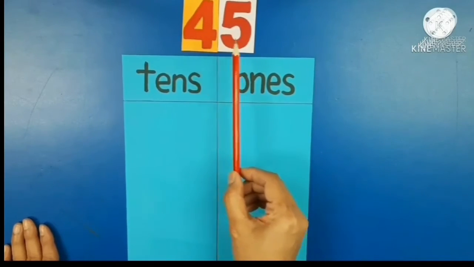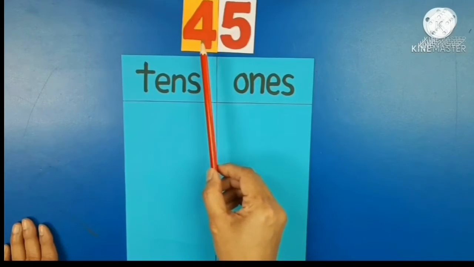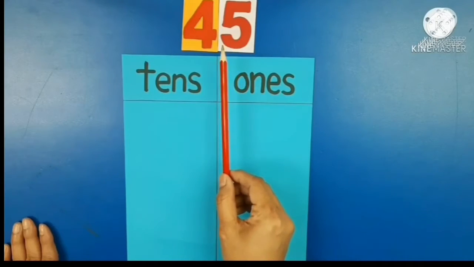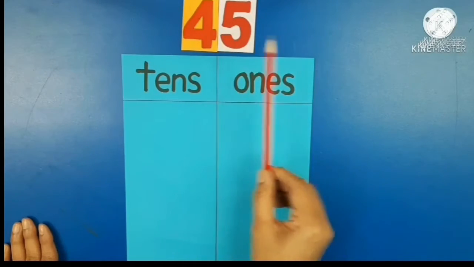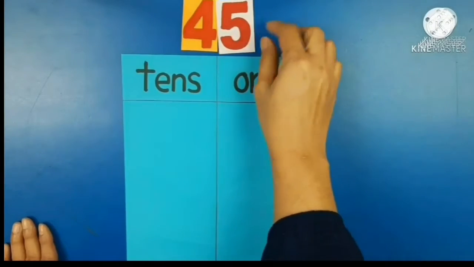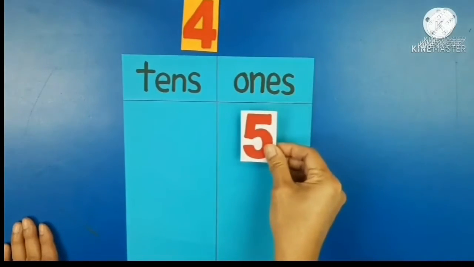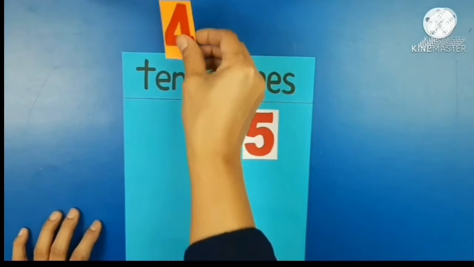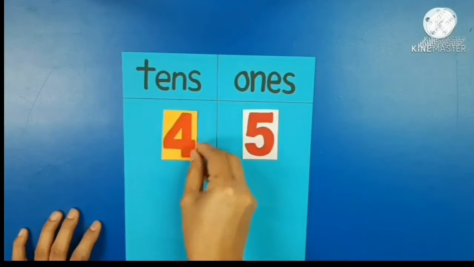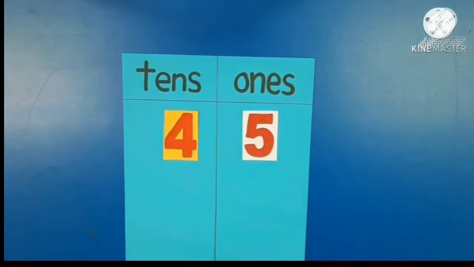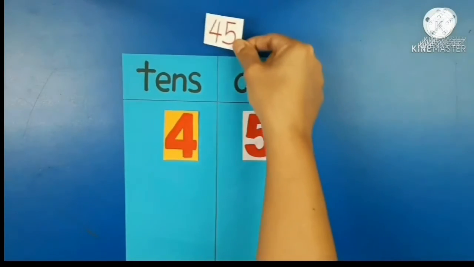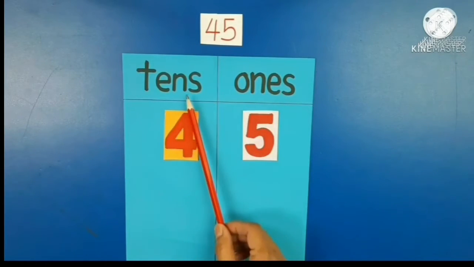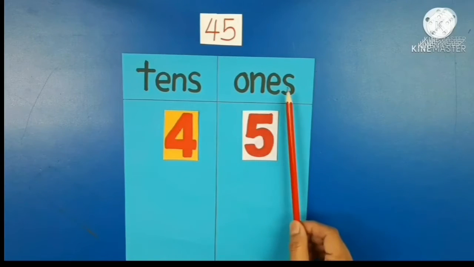45. Again, 45. So, the place value for number 5 is in column ones. And the place value for number 4 is tens. Therefore, number 45 is 4 tens and 5 ones.